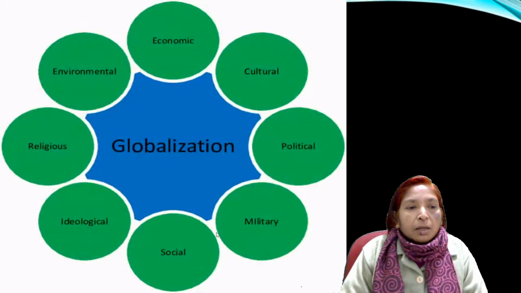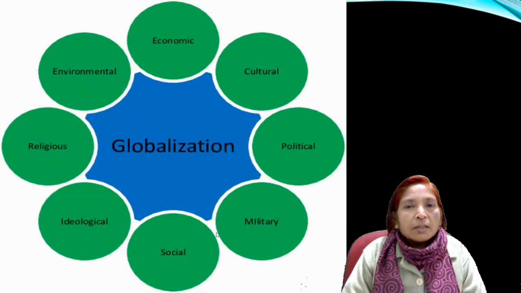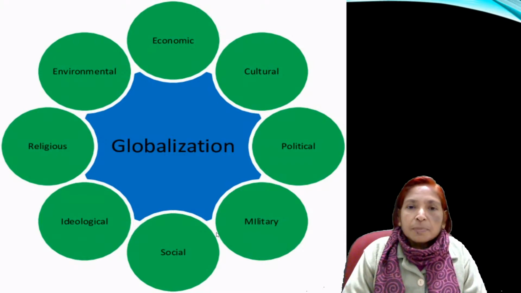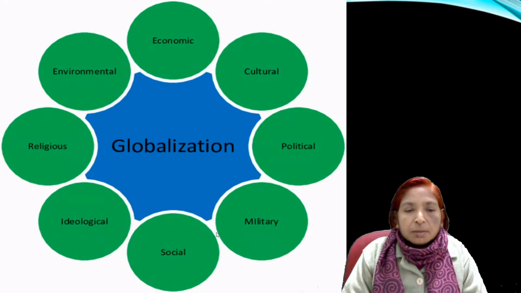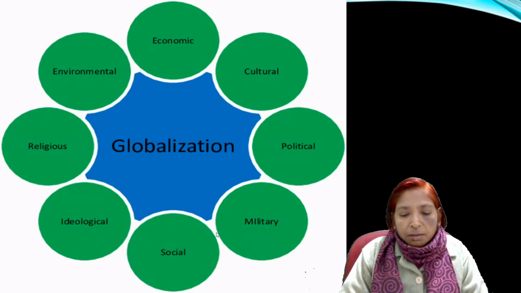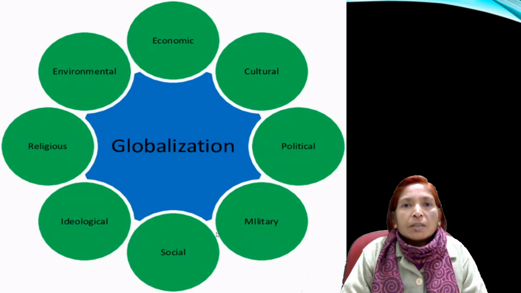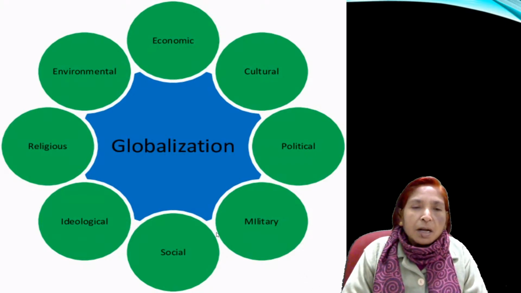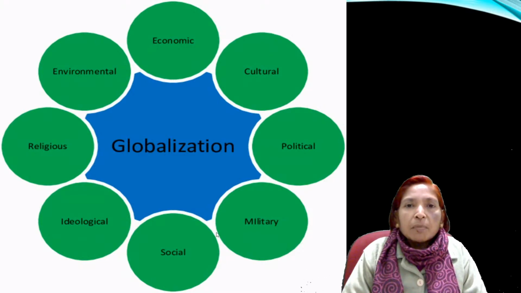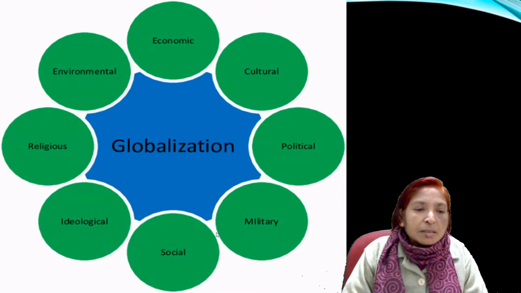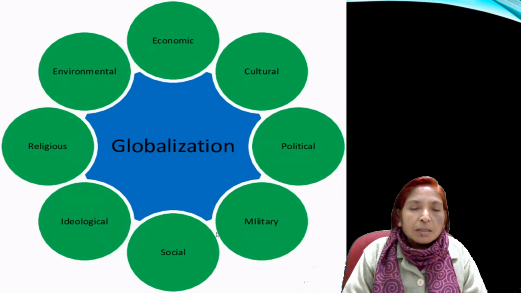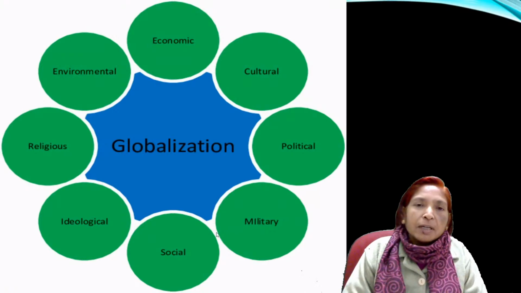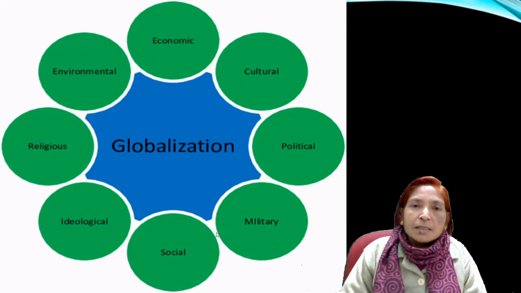And next, globalization has different dimensions, different aspects. We can globalize in an economic way, and we can improve our integral relationship with the whole world in all these aspects: economic, environmental, religious, ideological, social, military, political, and cultural. All these are the different aspects or dimensions of globalization.